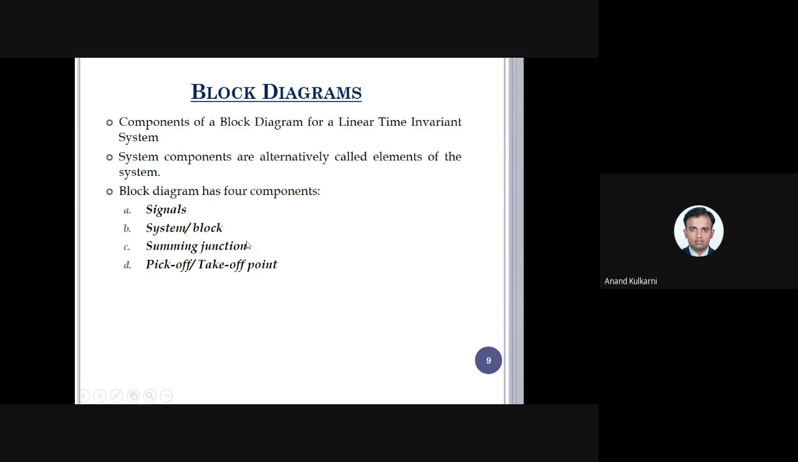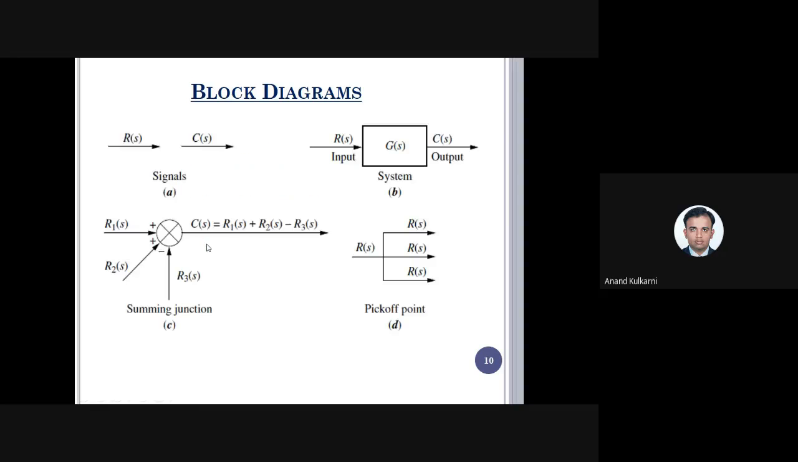Then summing junction and takeoff point. What are those? We have not seen them yet; we will see them now. Only this we have seen: what are the input signal and block? What are the summing points and this takeoff point? We will see that now.